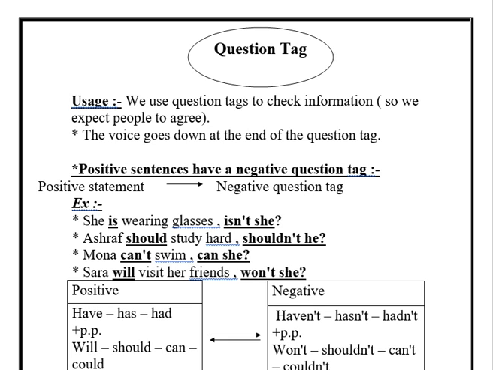If you have positive sentences, they have a negative question tag. And the opposite: negative sentences have a positive question tag.